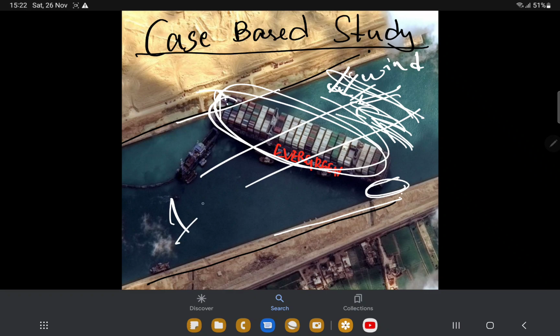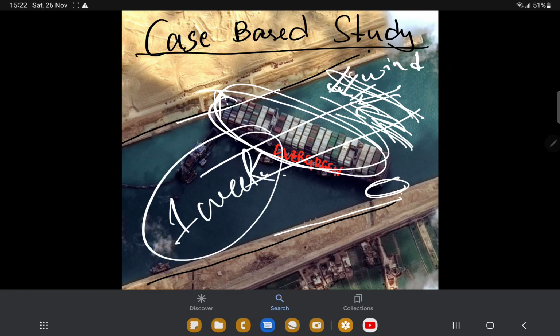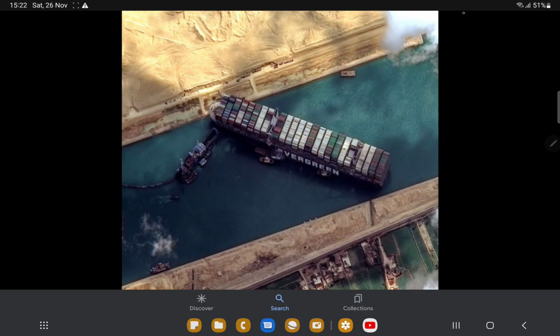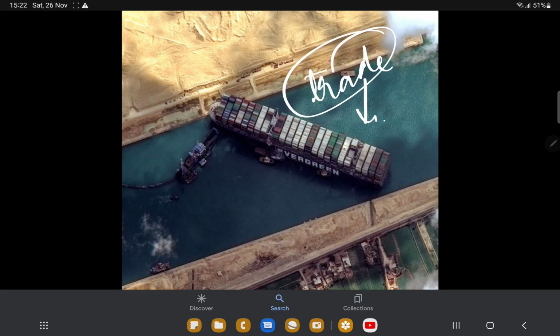It took around 1 week to solve this problem. In that 1 week, just imagine the loss Egypt had. Just imagine. This one incident had the world in uproar, because most trade was done through this canal. It was very important. They lost a lot of revenue for 1 week.